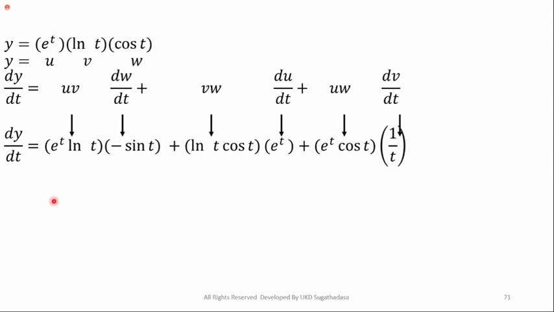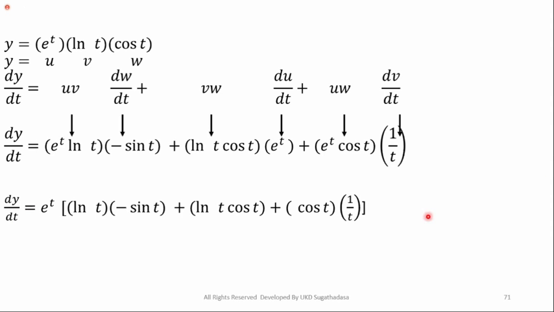See the differentiation. e^t, ln t, cos t are u, v, w. uv means the product of the first two, with the differentiation of the third one, cos t, which gives minus sin t. Then uw, the product of e^t and cos t, with the differentiation of the v function. The v function is ln t, giving 1 upon t. Then vw, ln t cos t, with du by dt, the same function e^t.